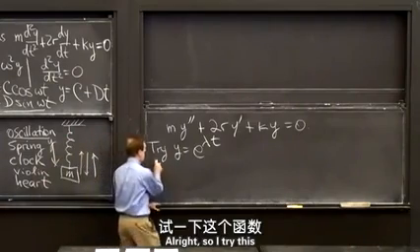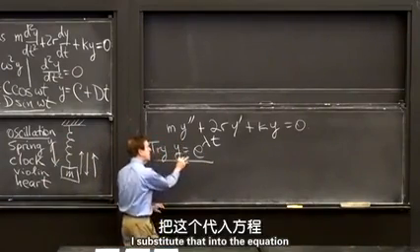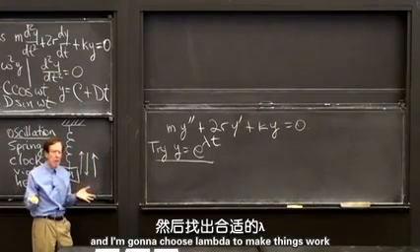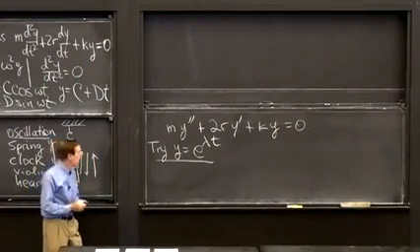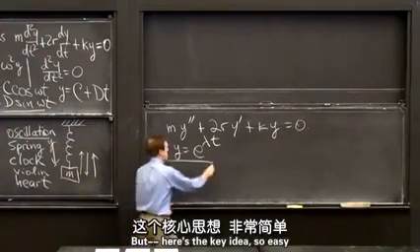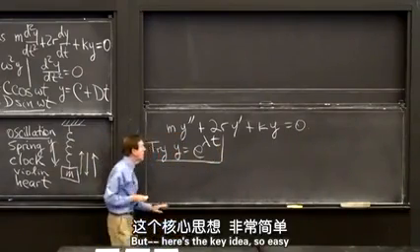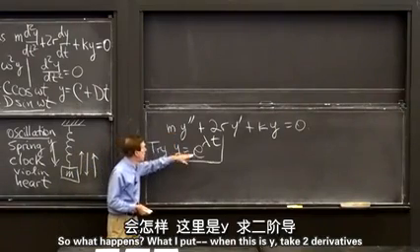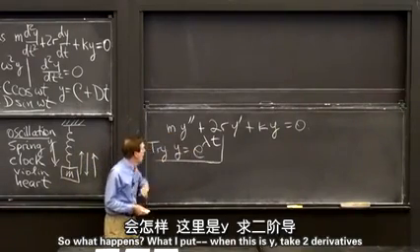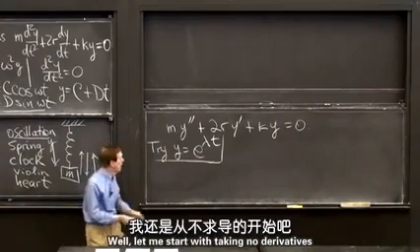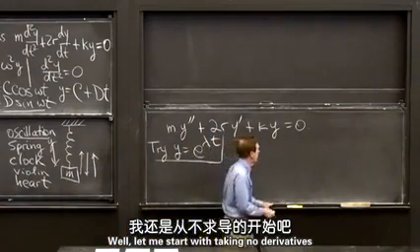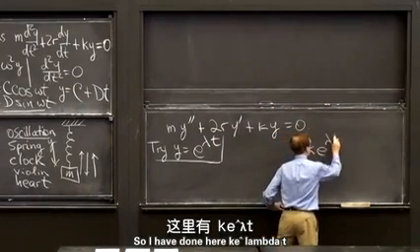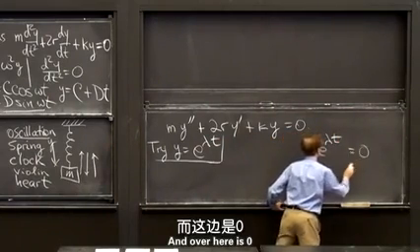All right, so I try this. I substitute that into the equation, and I'm going to choose lambda to make things work. Here's the key. The key idea is so easy. Now put it into the equation. So what happens when this is y? Well, let me start with taking no derivatives. So I have down here a k e to the lambda t, and over here is a 0.